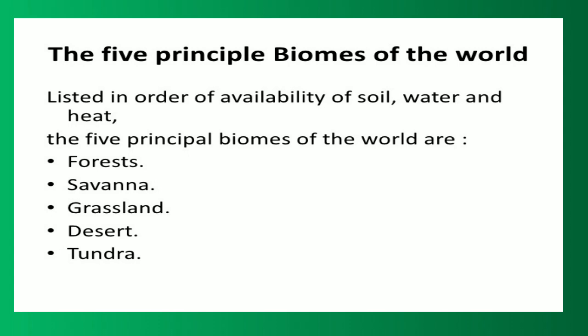Let us talk about the 5 principal biomes of the world we should know, listed in order of availability of soil, water and heat. The 5 principal biomes of the world are forest, savanna, grassland, desert and tundra.